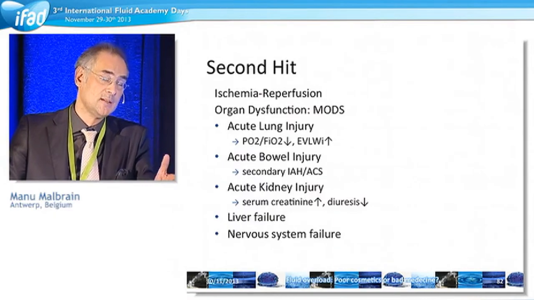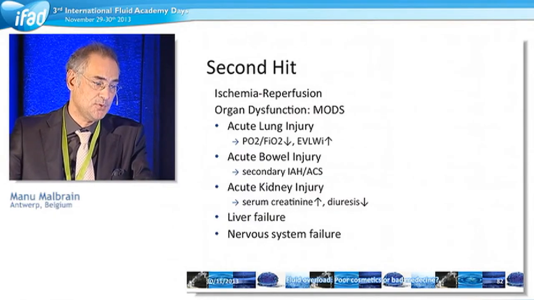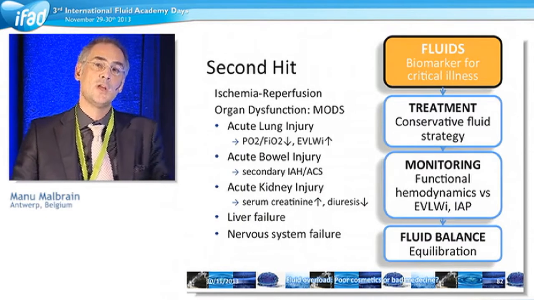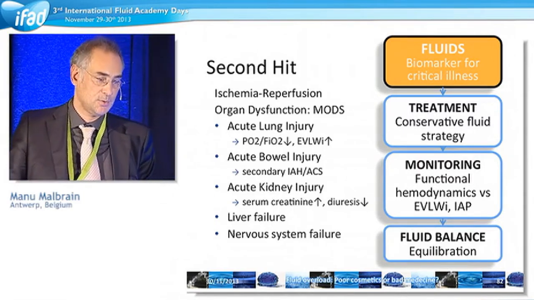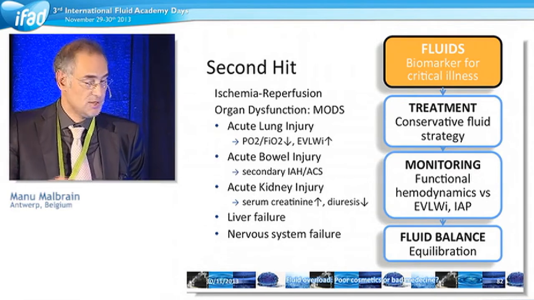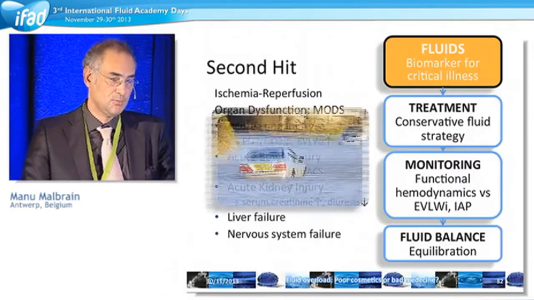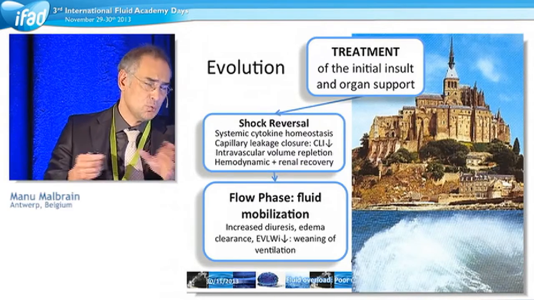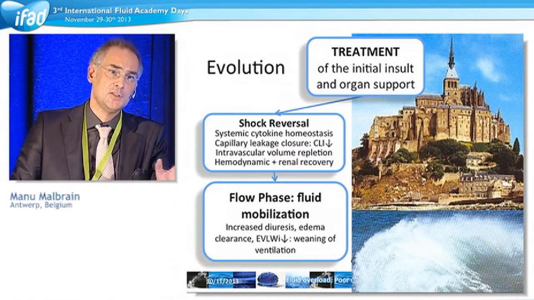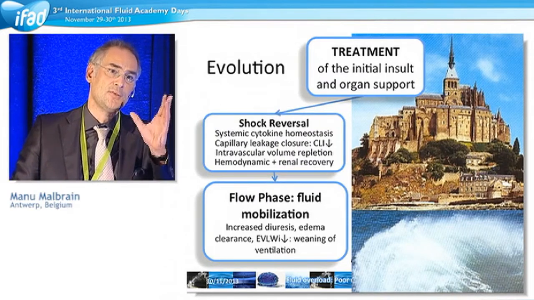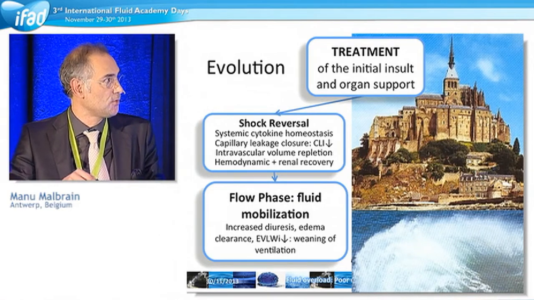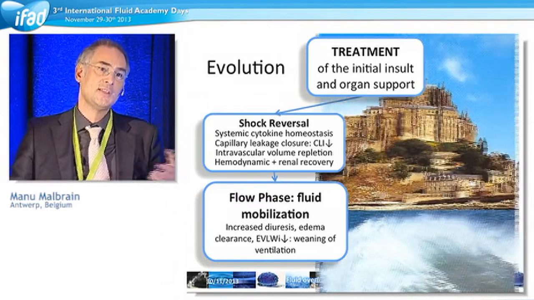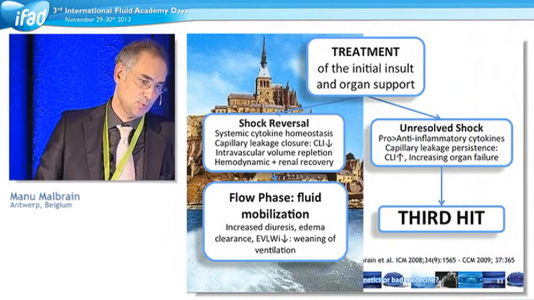Then comes the second hit, probably related to ischemia and reperfusion and distant organ dysfunction. The accumulation of fluids should be seen as a biomarker of critical illness, and fluid strategies should get conservative with the fluid balance in equilibrium. And then two things can happen. Either the antibiotic is given or perfect, or you have a good surgeon with excellent source control, and the patient will resolve from shock and enter the flow phase and mobilize all the excessive fluids and edema.